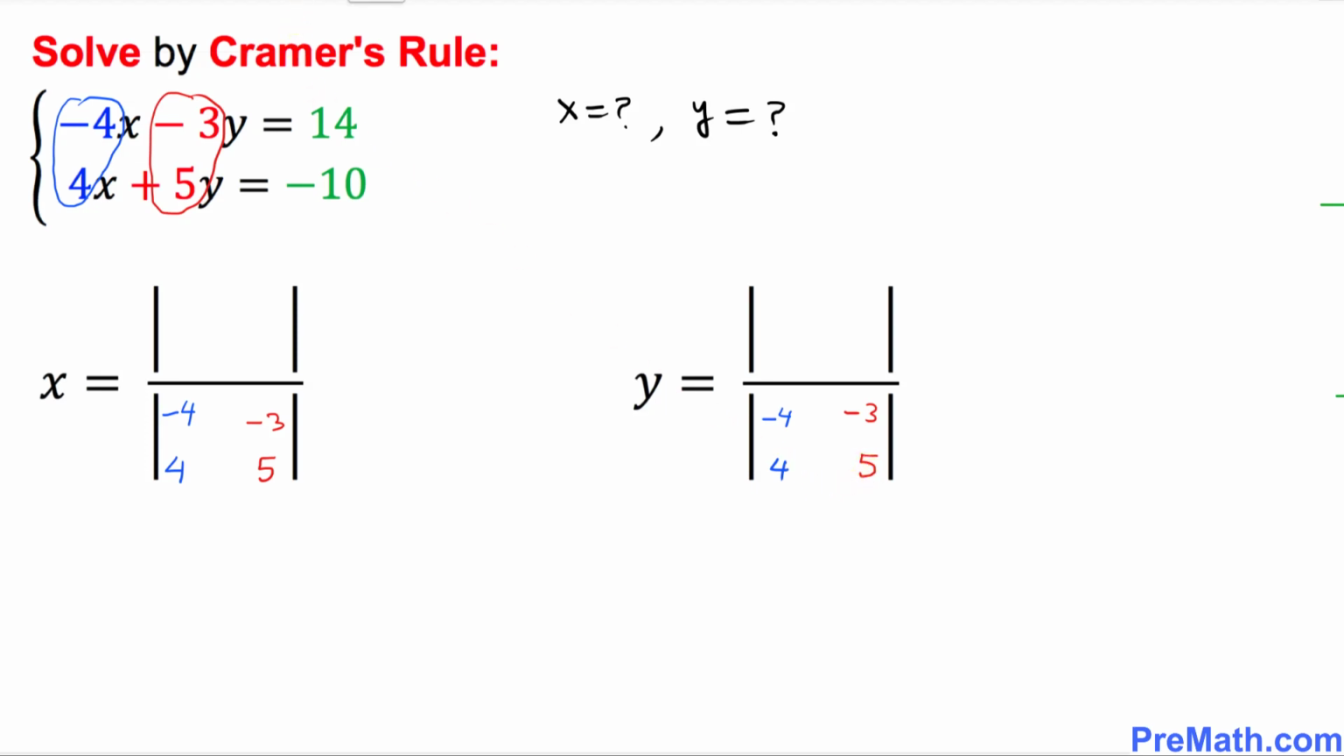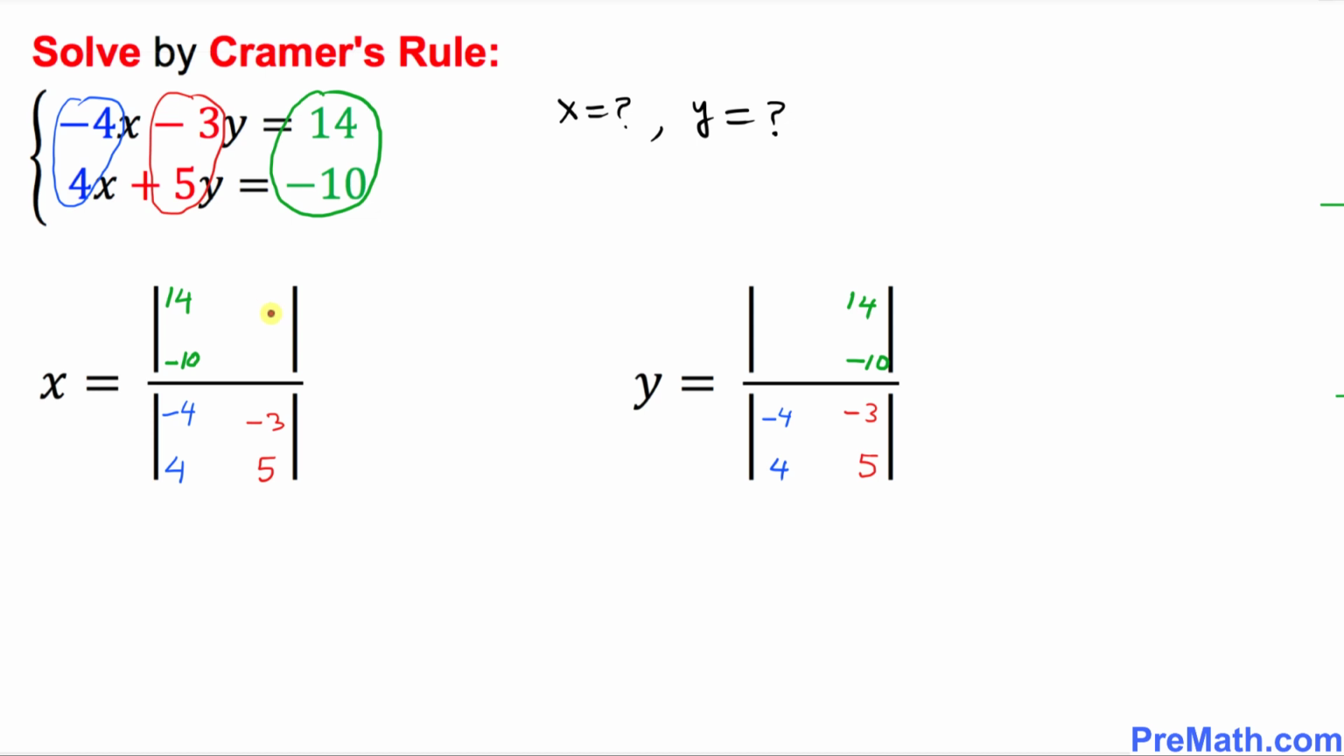So far, so good. Now let's shift our focus to the top. You see on the right hand side these constants, 14 and -10. For the x variable, these green numbers are going to show up in the left column, so I'm going to put down 14 and -10. And for y, this green number is going to shift to the next column, so 14 and -10.